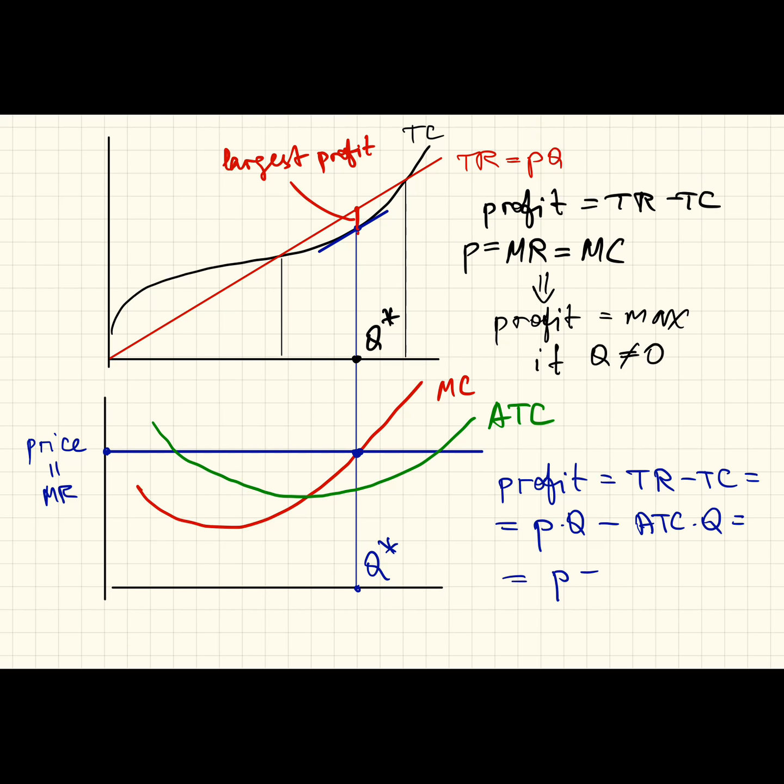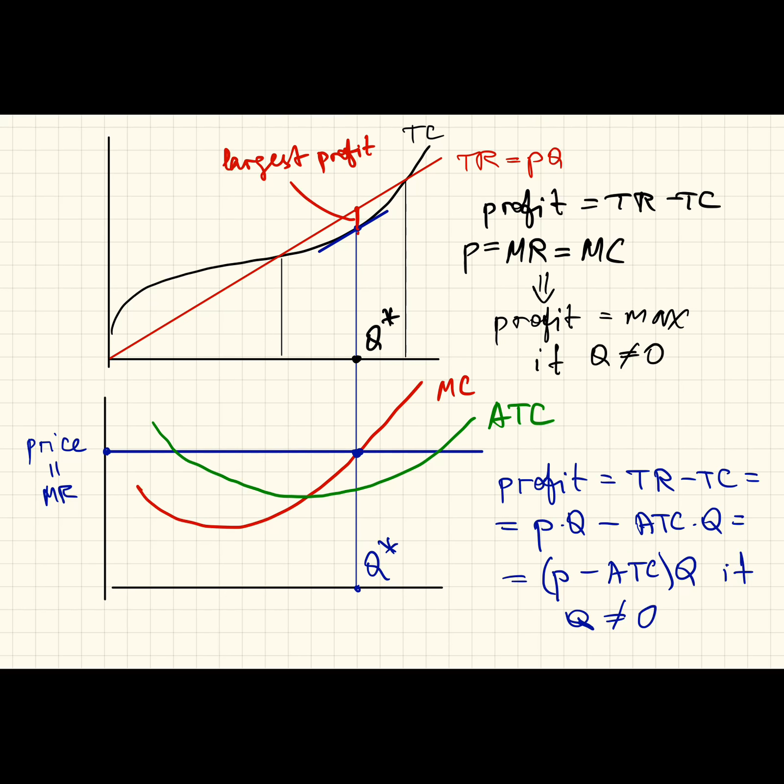So you can rearrange it as P minus ATC times Q. All right, and we have price here, P, and we can look up ATC at this quantity, and of course we have Q, so we're all set. Again, just remember that this formula works if Q is not 0. Just a warning for future reference.